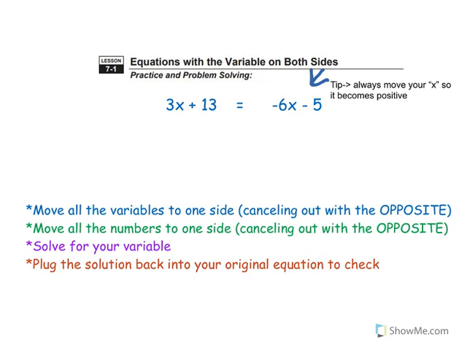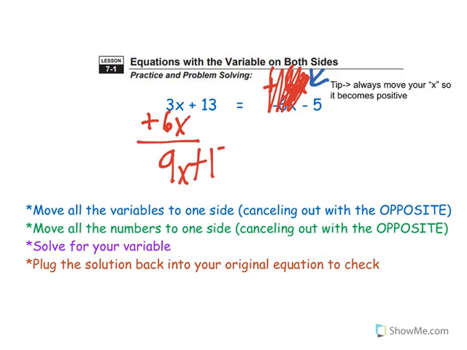All right, I was taught when I was your age to always make sure a variable becomes positive. So if I take my 3x and I move it to the other side, that's going to become a -9x, and I would rather start with a positive variable, so I'm going to move this now to the opposite side. I'm going to cancel by doing the opposite. So I'm going to add 6x, and I'm going to add it over here. That's going to cancel out, and then what I'm left with is 9x. I'm going to rewrite plus 13 equals -5.